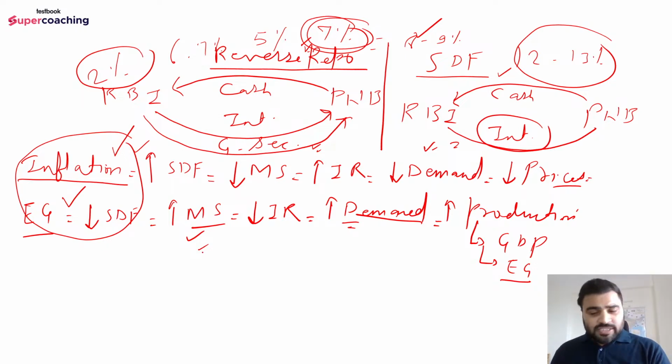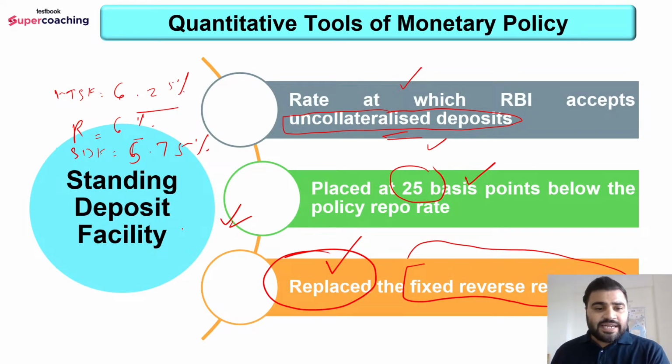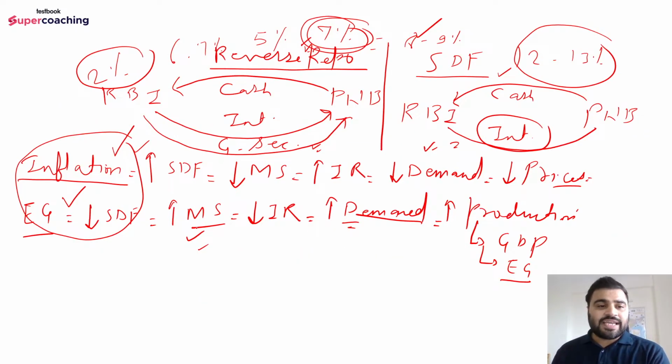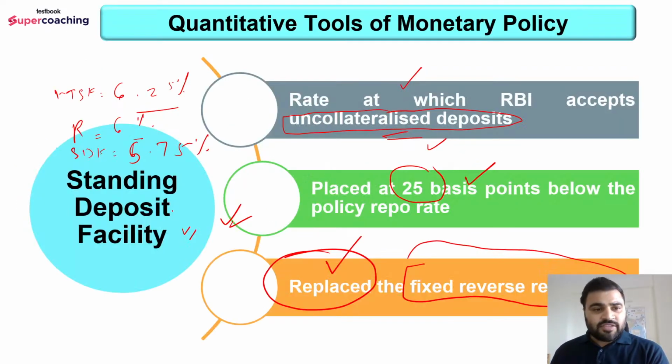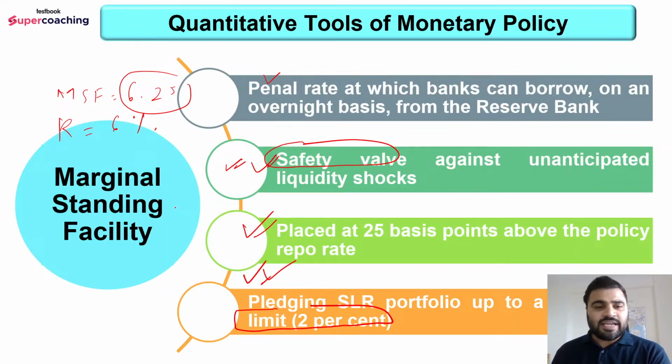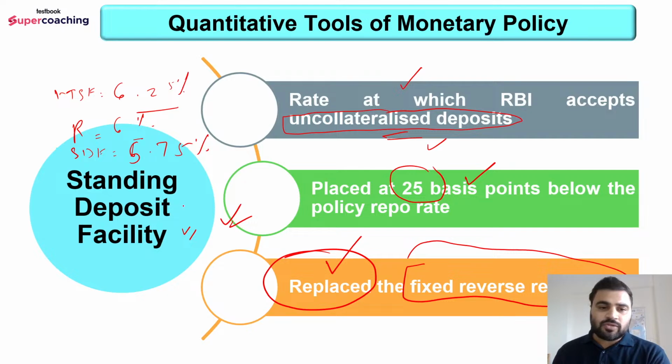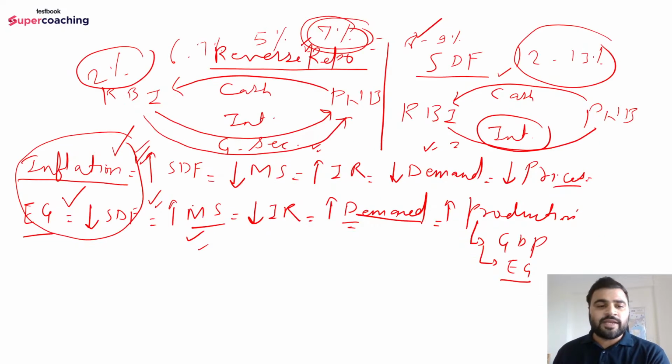Got it? So this is how RBI uses the standing deposit facility in both the cases for achieving the objectives of monetary policy. ठीक है? I hope you are getting it. So this is with respect to the marginal standing facility and how RBI uses it, and this is with respect to the standing deposit facility and how RBI uses it.